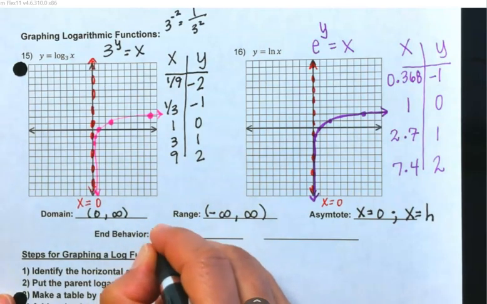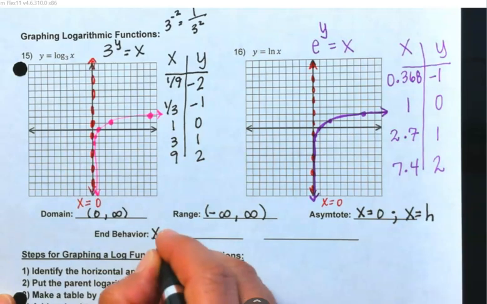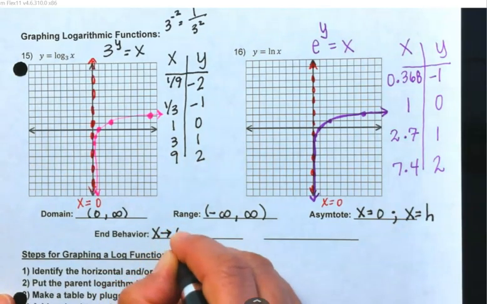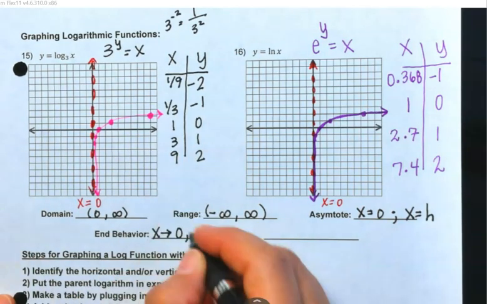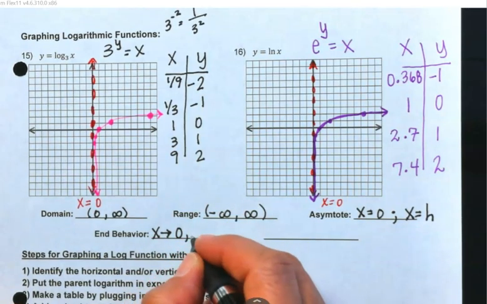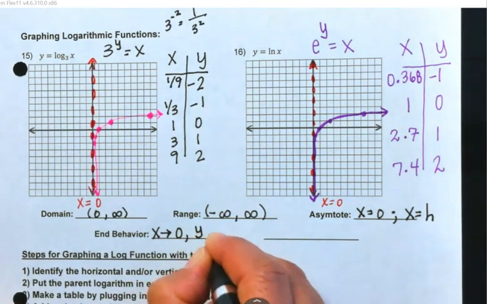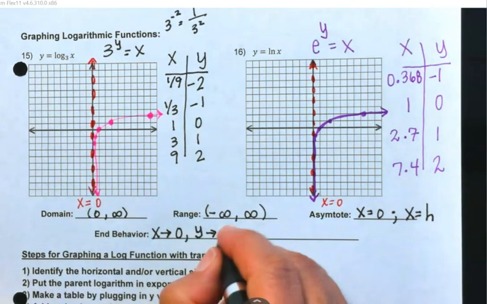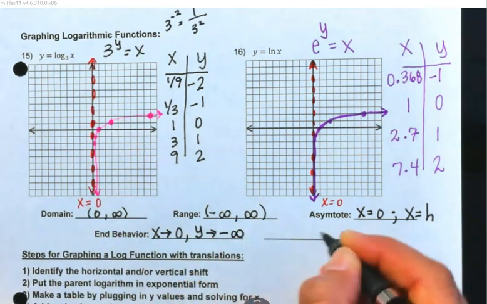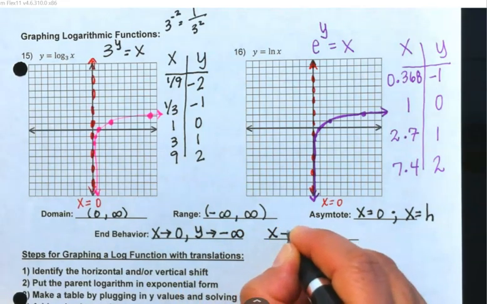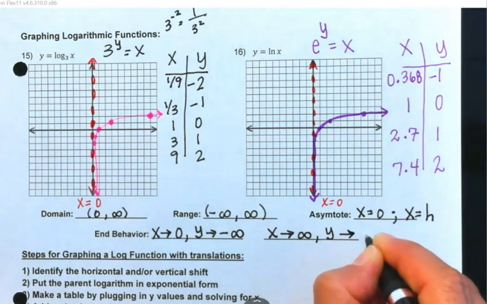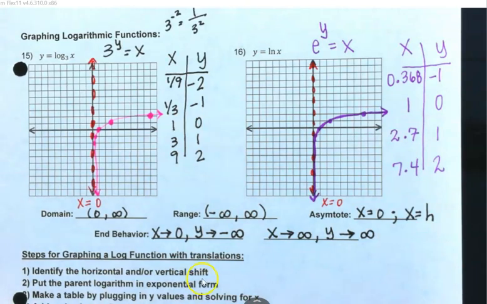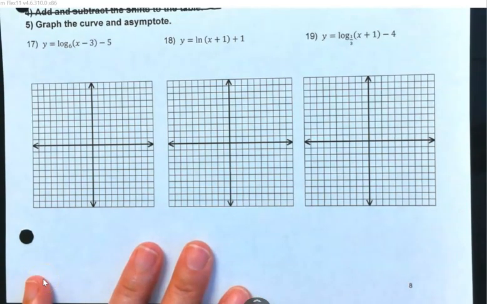Let's talk about end behavior. X is not approaching negative infinity, but it is approaching 0. And you can't write f of x on this because it's not a function. So it's just an equation. Y is going to be approaching negative infinity. And as x approaches positive infinity, y'all, y is going to do the same thing. It's going to approach positive infinity.